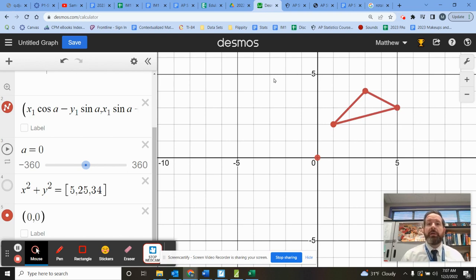You can go this way. We call that counterclockwise because it goes the reverse direction of a clock. Or you can spin it this way, clockwise, the direction of a clock.